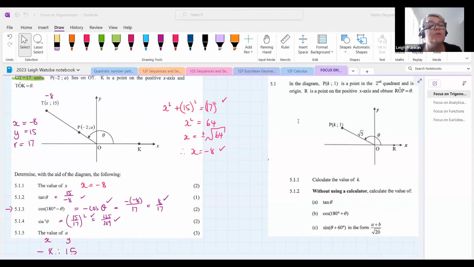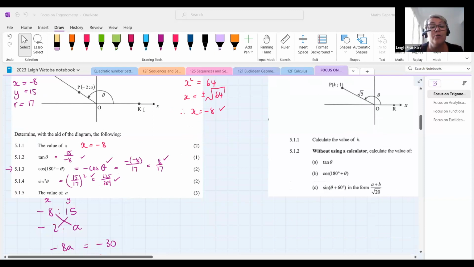I had used the gradient of PT. Yeah, you could do that. Absolutely, and Paul, that's fine. That's not a problem at all. So what Paul is saying here, the gradient of line OT, so that would be another way to do it. So you could do gradient of line OT.